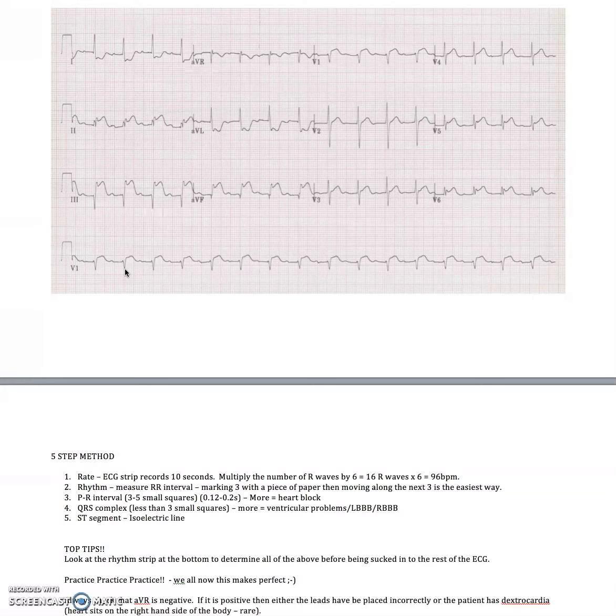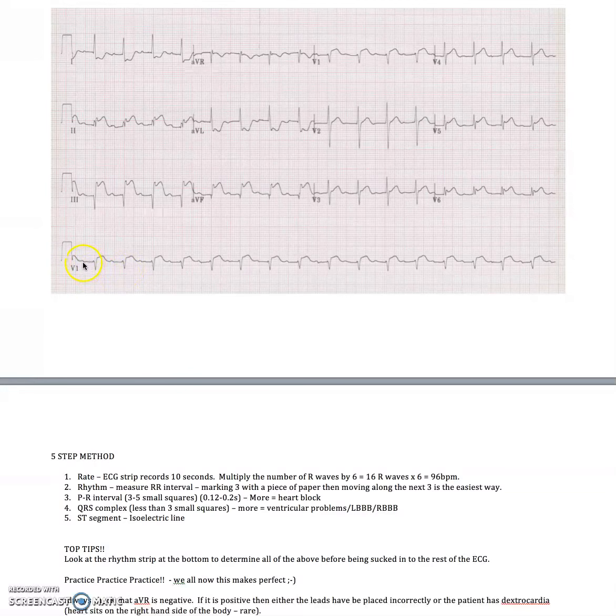The easiest way to do it is calculate the number of R waves, which are here. Remember, so we've got P, Q, R, S. So here's our R waves. We count the number of R waves across the whole rhythm strip and we'll multiply that by 6, because this is 10 seconds long, this whole strip here. Okay, so we want to work out the number in a minute. We'll multiply the number of R waves by 6. There's 16 R waves, which gives us a rate of about 96 beats per minute.